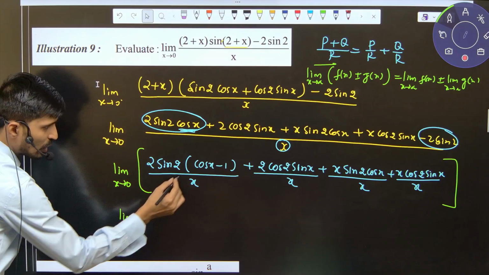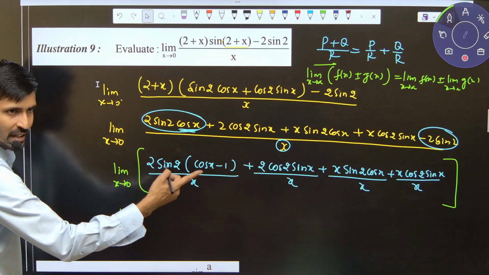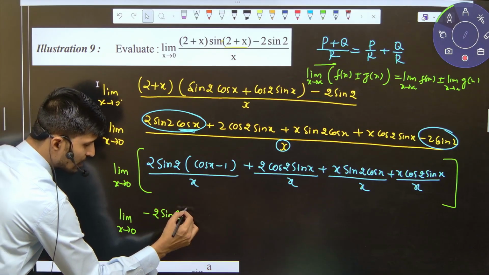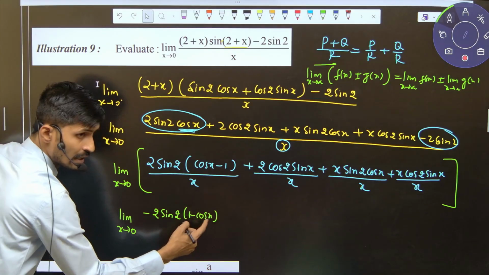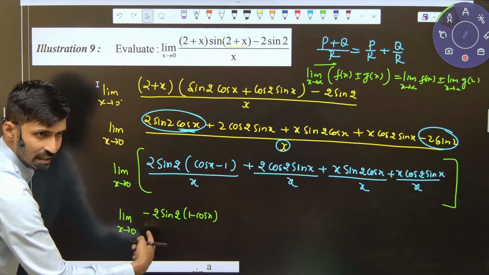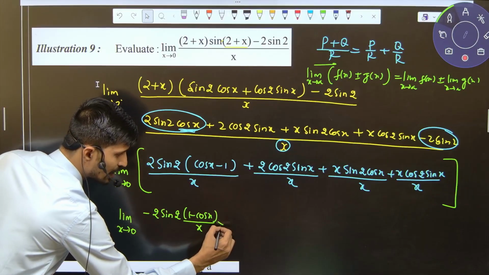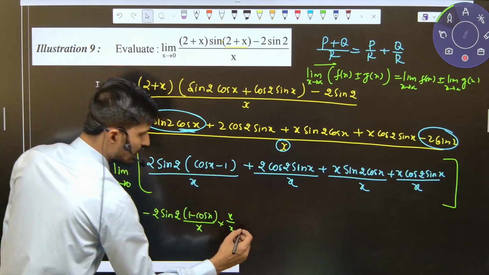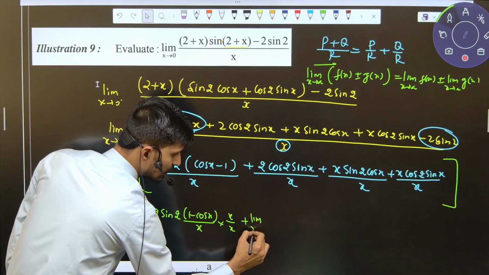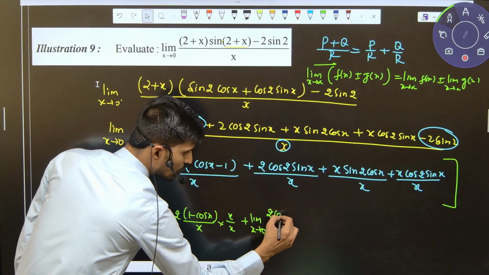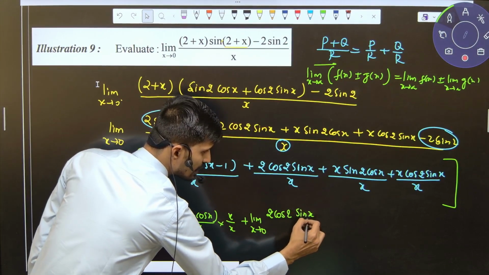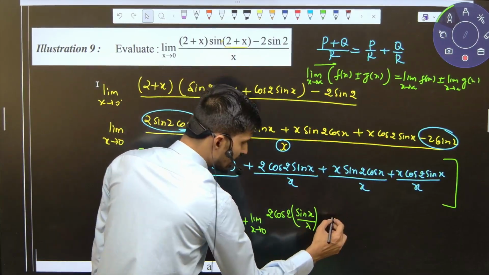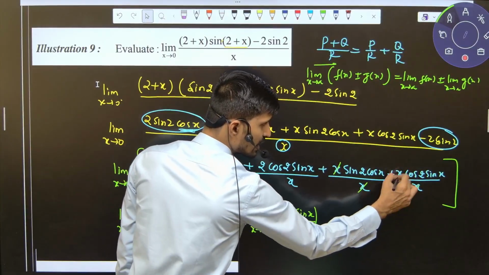Limit x tends to 0. And because cos x minus 1 is there, we know the formula for 1 minus cos x. I will take minus common, minus 2 sin 2. That will become 1 minus cos x. But 1 minus cos x requires x square in the denominator. What is present? x is present. So I will multiply and divide by x to generate x square. Now here, plus limit x tends to 0, 2 cos 2 sin x by x. Here the formula will apply, that will become 1. Yes or no?